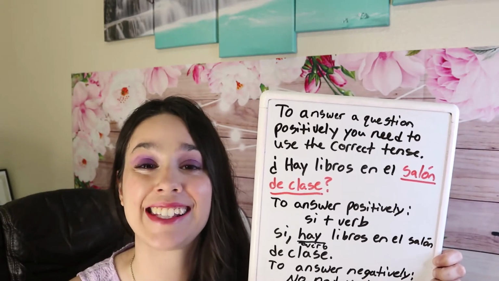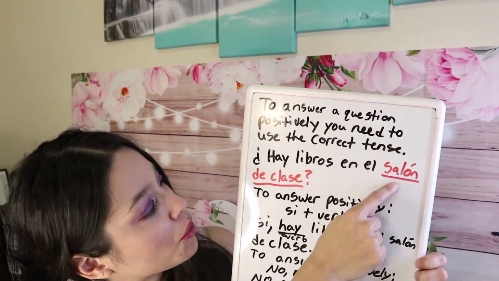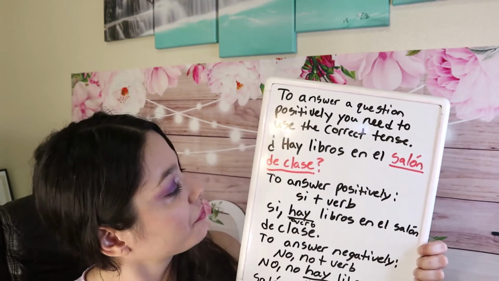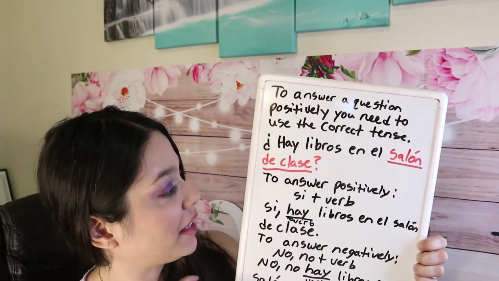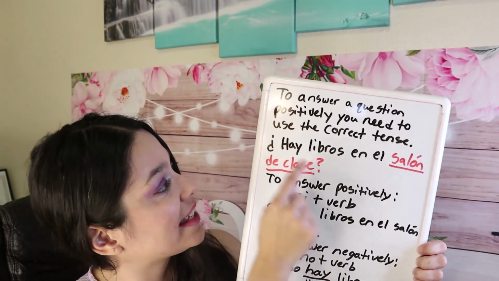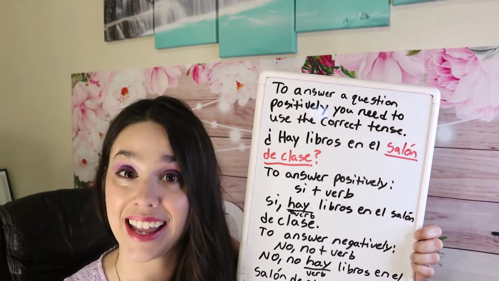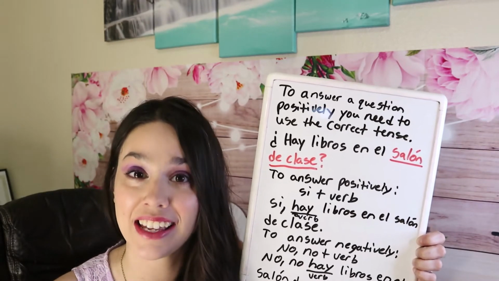First, let's go ahead and review how to answer a question in Spanish positively. Now, to answer a question positively in Spanish, you need to use the correct tense. Let's look at a sample question and then the response in a positive answer. The question we're going to use is, ¿Hay libros en el salón de clase? Are there books in the classroom? So here, we have our new word, salón de clase, which is classroom. So to answer this question positively, we would say sí, which is yes, plus the verb. So the verb in this sentence is hay. So sí, hay libros en el salón de clase. Yes, there are books in the classroom.